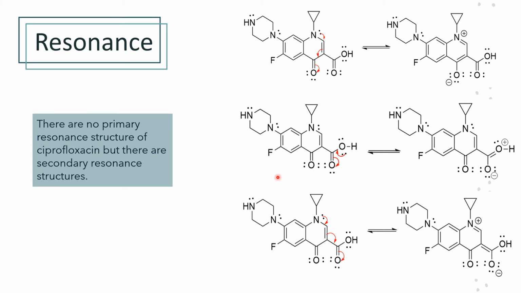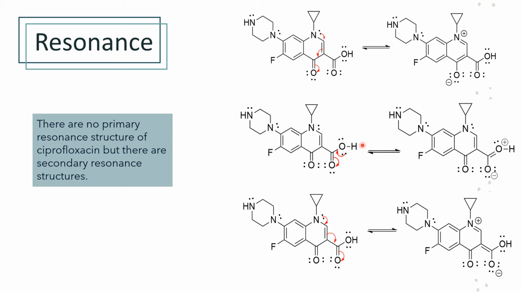Resonance. Ciprofloxacin does not have primary resonance structures, but it does have secondary resonance structures, such as the ones observed on the screen. When we have a movement of electrons from the lone pair on this amine group to create a pi bond all the way down to this ketone, we end up having a positively charged nitrogen and a negatively charged oxygen where the ketone needs to be.